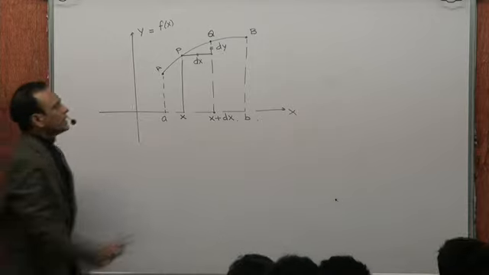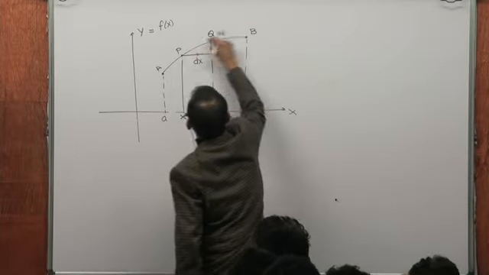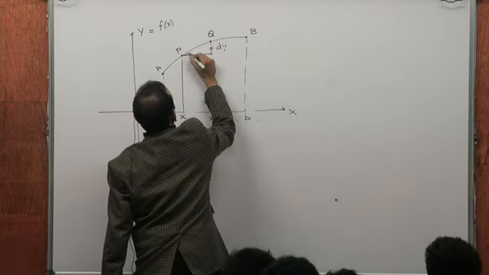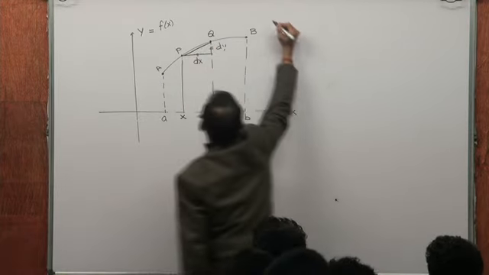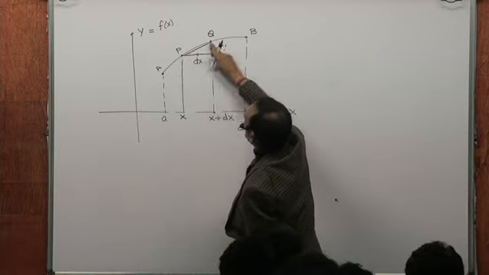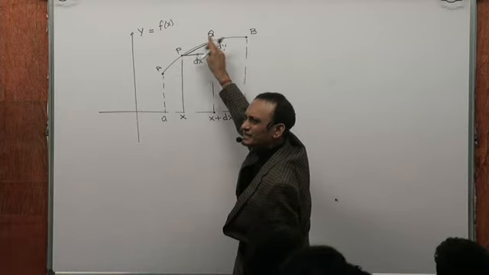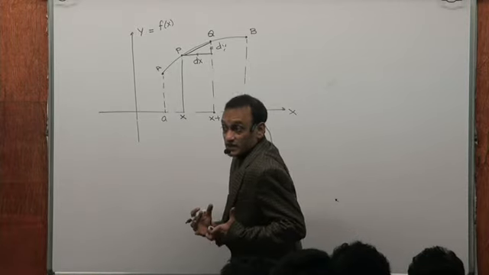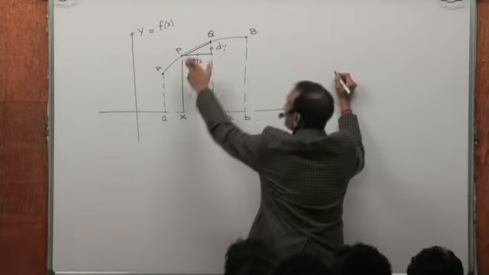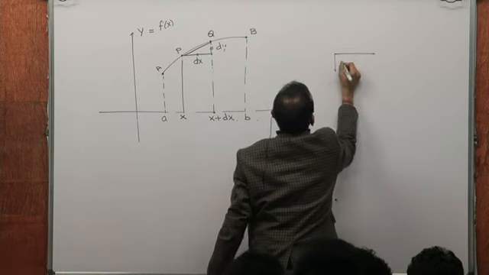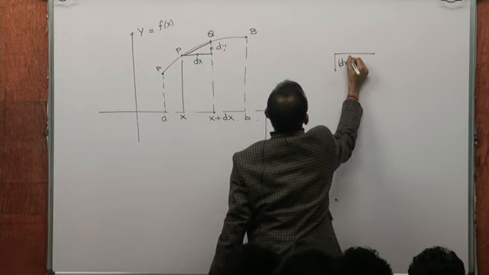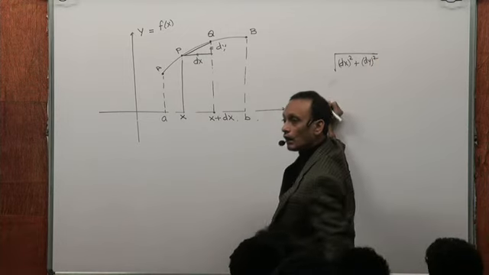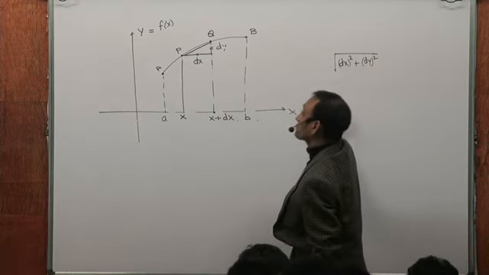Now P and Q are very, very close points. I join PQ. Do you realize this chord is practically the same as this arc? The chord PQ is practically the same as arc PQ. Arc PQ is what we seek, right? And what's the chord PQ from Pythagoras theorem? Root dx squared plus dy squared. Right? Yes or no?